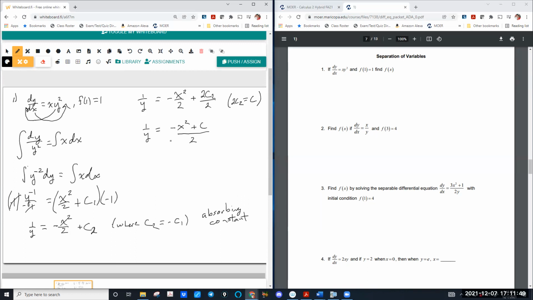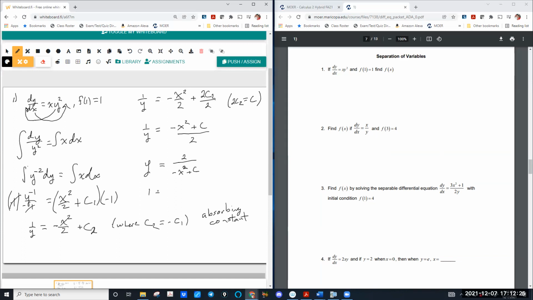Now, the reason I did this is because now I have a fraction equal to a fraction, which means their reciprocals are still, excuse me, still equal. So I'm just going to flip both sides. So y equals 2 over negative x squared plus c. All right. Last thing we have to do is we do need to solve for c. This is where we'll plug in our initial condition.